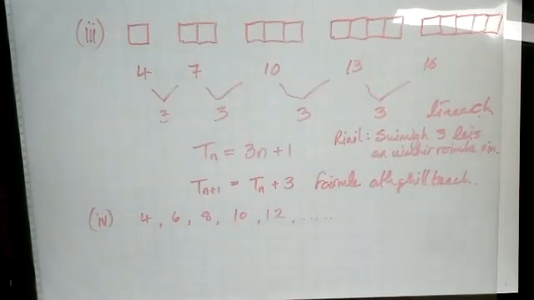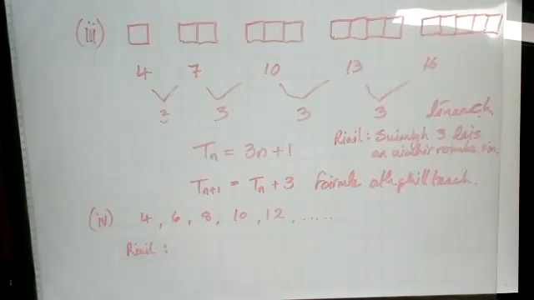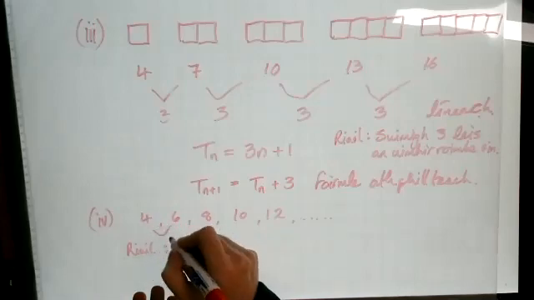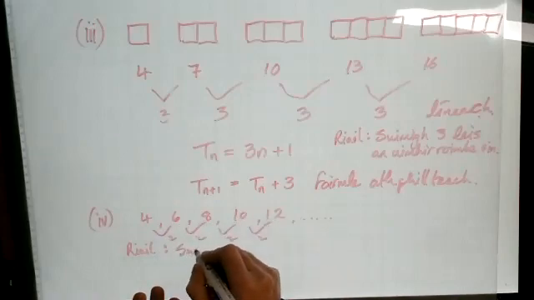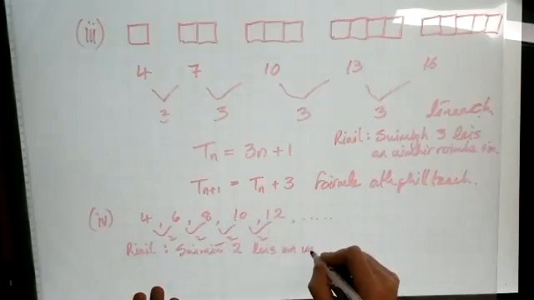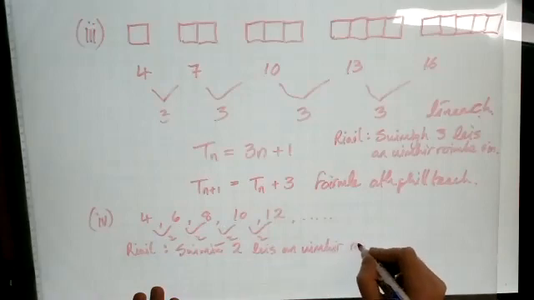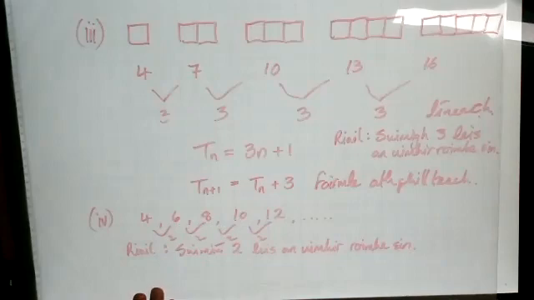Now describe this number sequence by a rule and by a recursion formula. We find the common difference. The rule is add 2. The recursion formula is Tn plus 1 equals Tn plus 2.